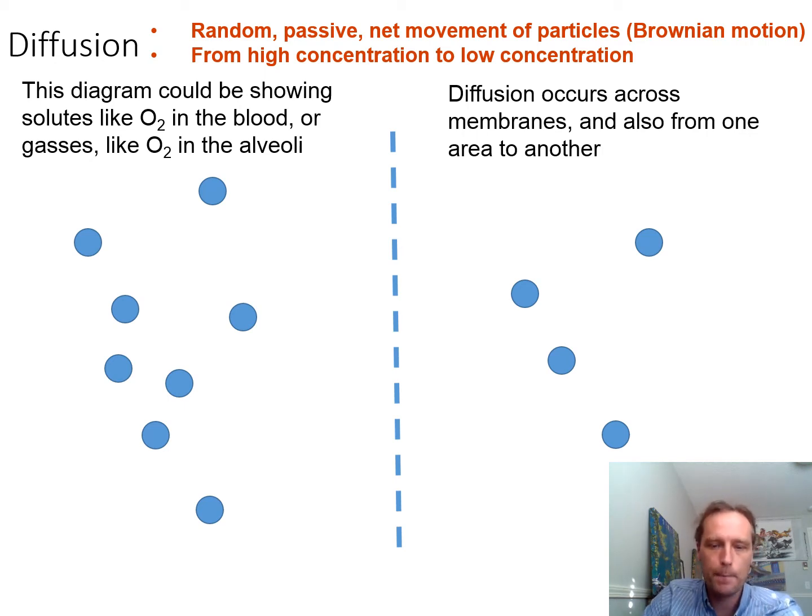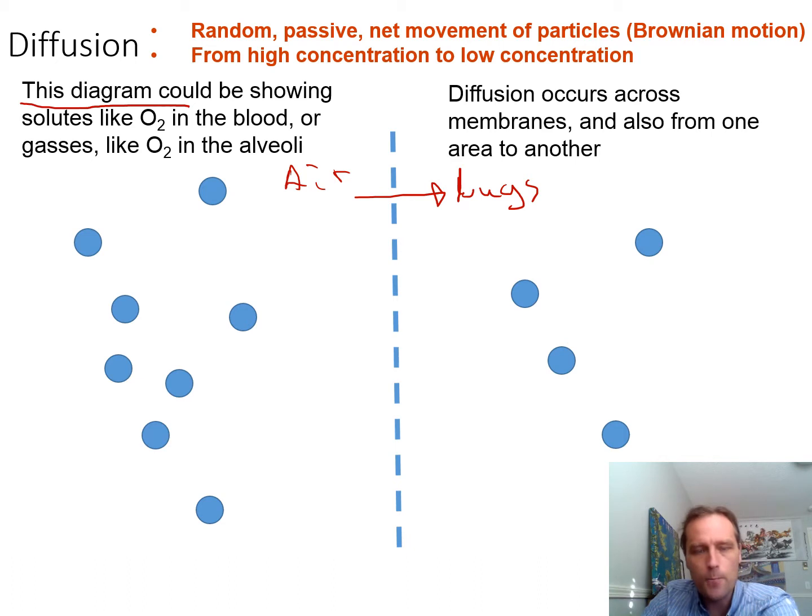This diagram, I like to underline words as I'm talking about them, so you see what I'm talking about. This diagram could be showing solutes like oxygen in the blood or gases like oxygen in the alveoli. So maybe from the air into the lungs, right? So oxygen's got to diffuse across a cell membrane into the lungs, and then into the blood. So it's going to be random. Remember, diffusion is random. Ooh, random.